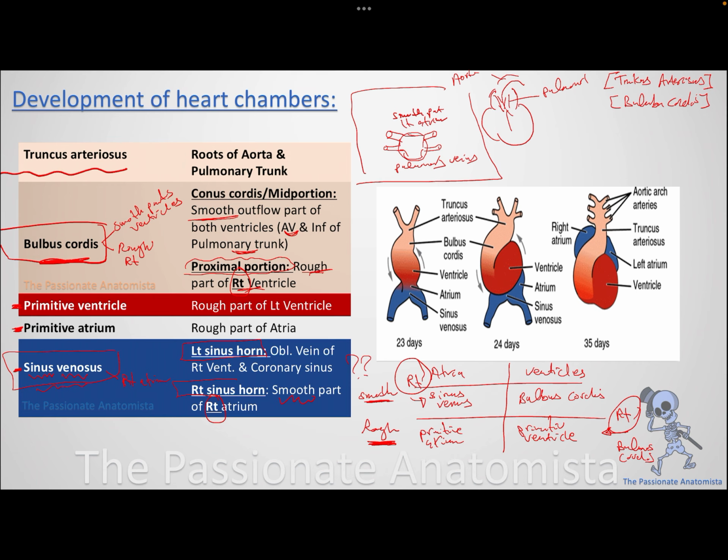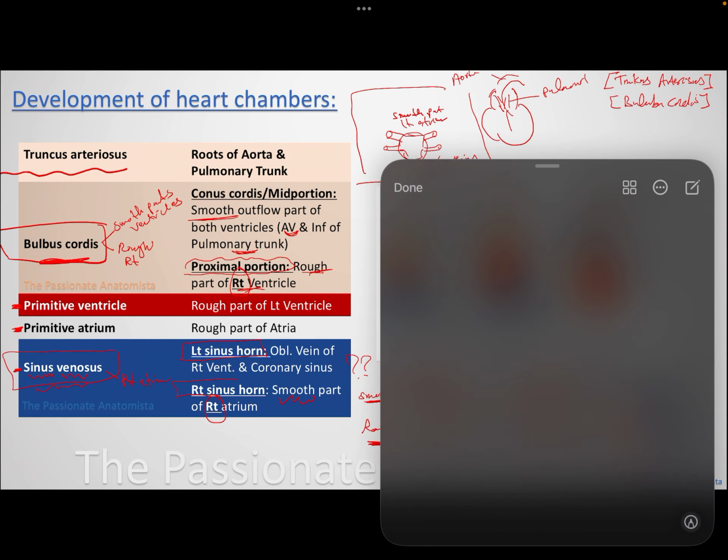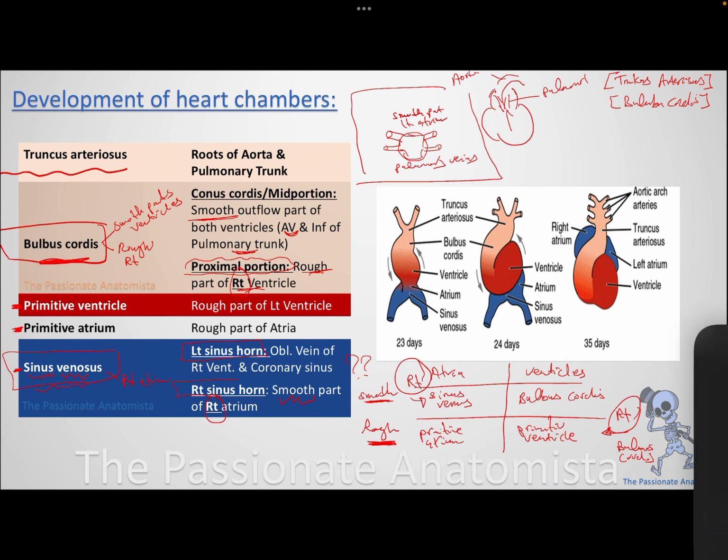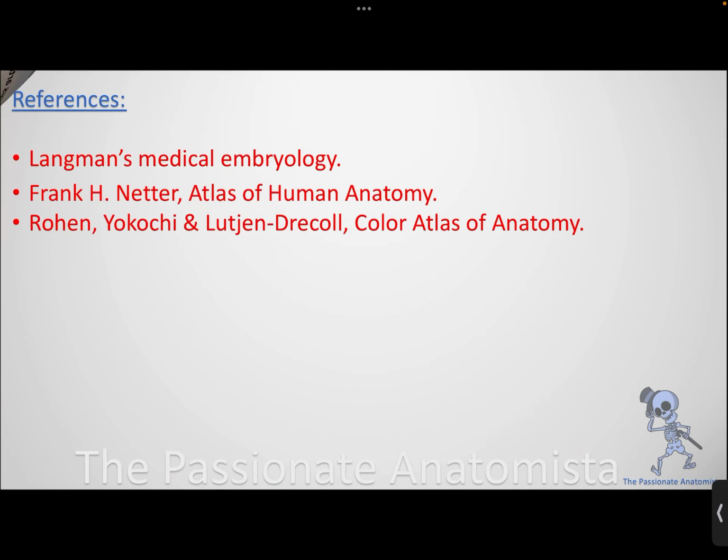I hope you guys grasp the concept of the development, and just go through the video one more time, listen to it twice or 3 times, and I'm sure that you will be able to say it later on, and you will be able to relate it to the internal features of the heart when you come to that video.